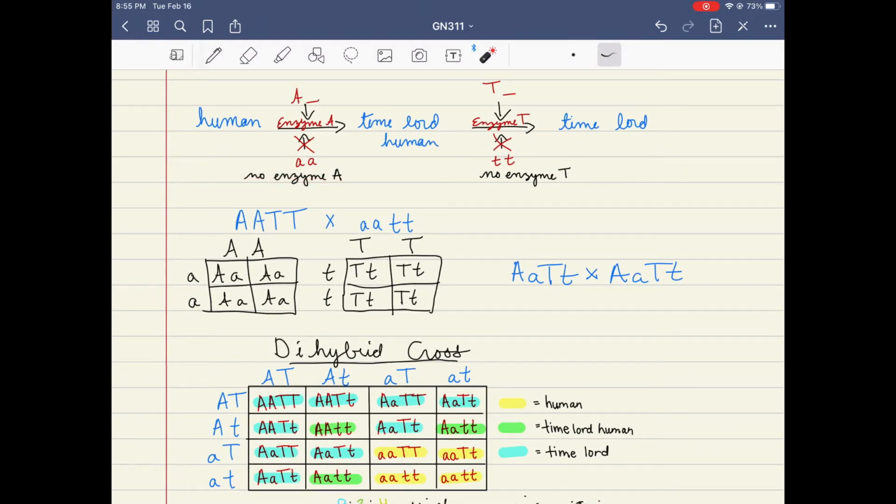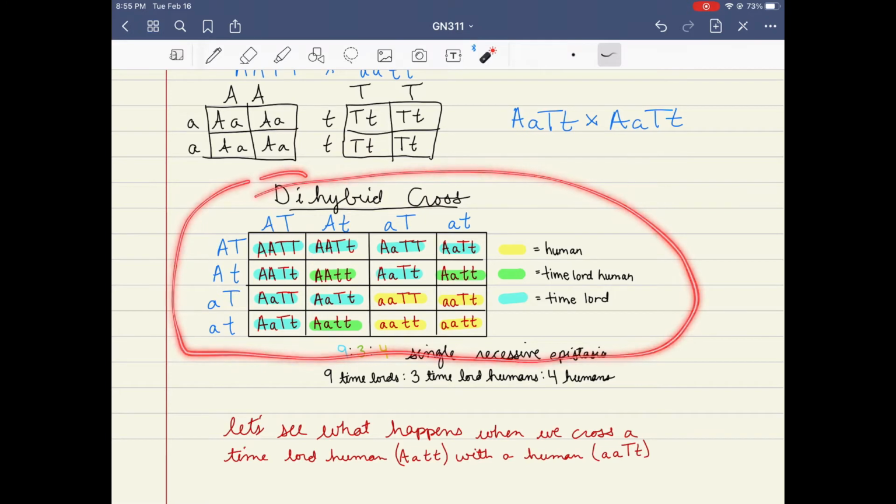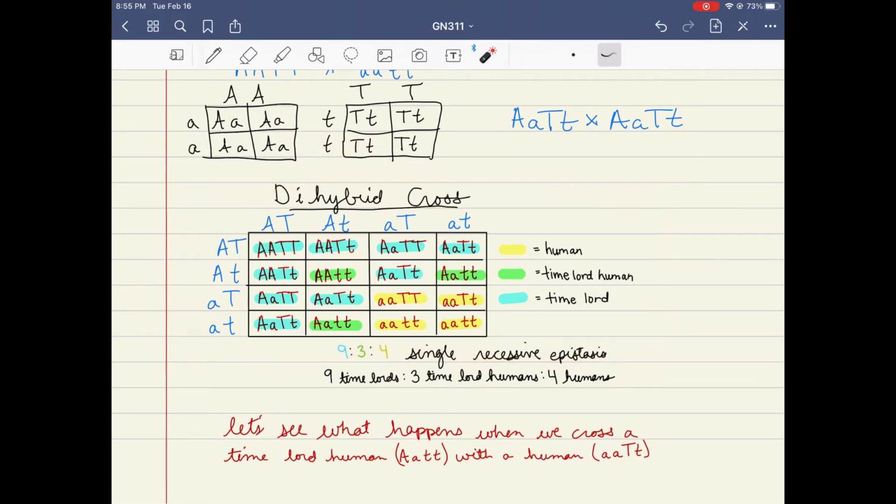You'll see that to be a Time Lord human, you do have to have at least a big A. And then to be a Time Lord completely with regenerative properties, you have to have a big A and a big T. So we're going to cross the F1 generation with itself. And that's what this dihybrid cross is right here. And you will see that the ratio is 9 to 3 to 4. You'll see that there are 9 Time Lords, there are 3 Time Lord humans, and there are 4 humans.